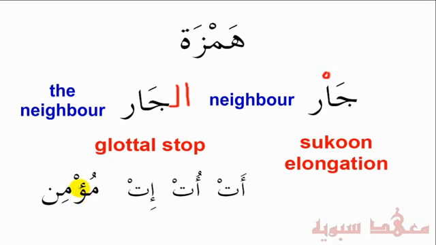Now let's assume there was actually a fatha rather than a sukoon. So let's just take this off and put a fatha. How would we pronounce this? It will be mu'min. Inshallah, in the next lessons, we'll explain the two types of Hamzas.